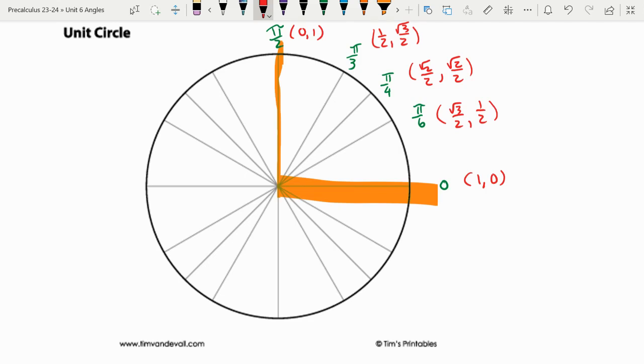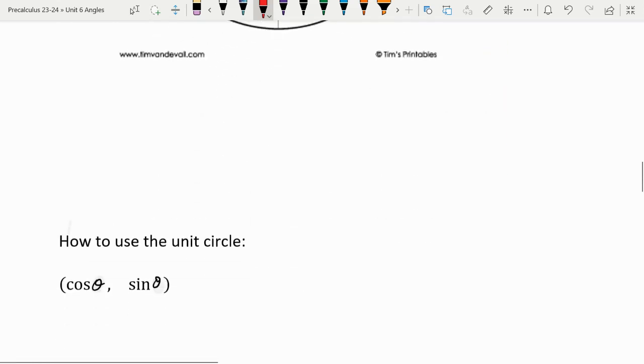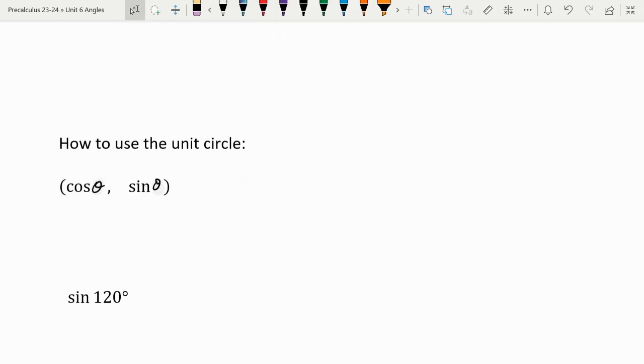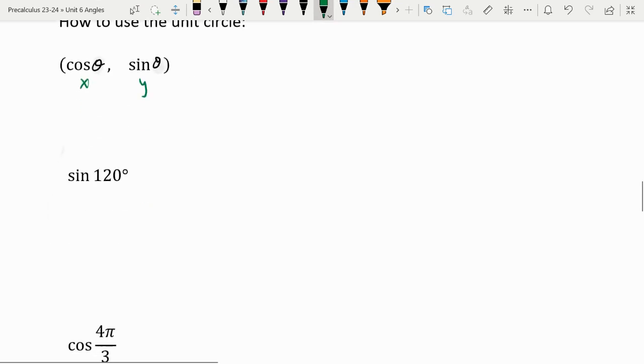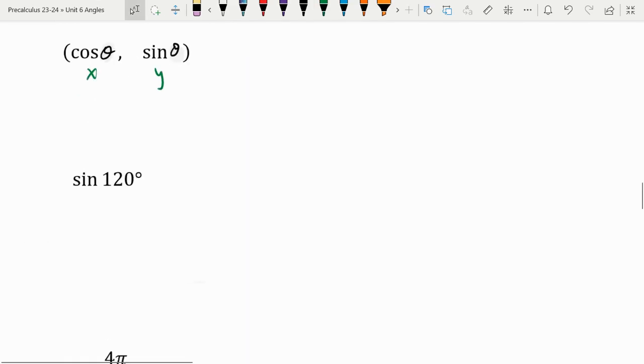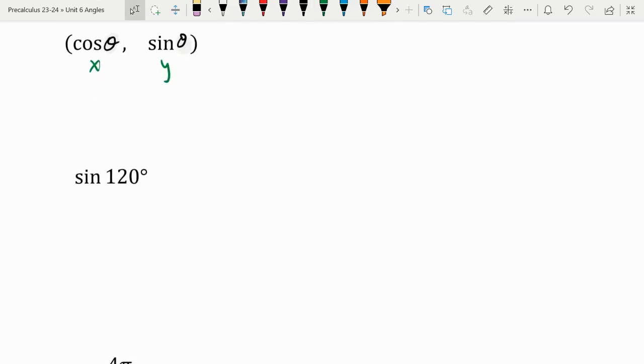Okay. How do I use the unit circle? Those ordered pairs, x comma y. The x value is my cosine value. The y value is my sine value. Okay. So here's how I use the unit circle. Okay. Sine of 120 degrees.